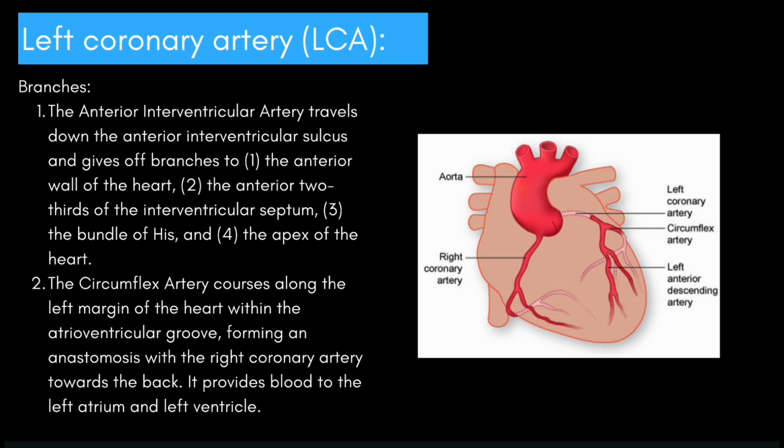The circumflex artery is another branch of the left coronary artery. It courses along the left margin of the heart within the atrioventricular groove, forming an anastomosis with the right coronary artery towards the back. It provides blood to the left atrium and left ventricle. Let's go ahead and move on.